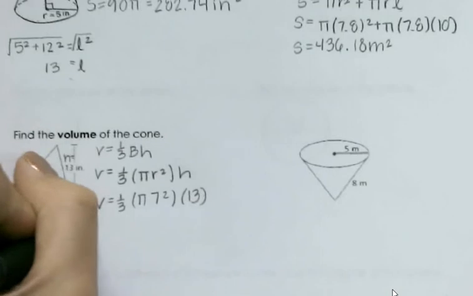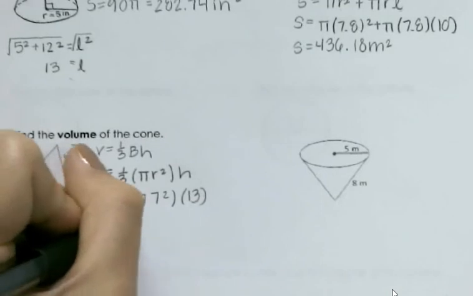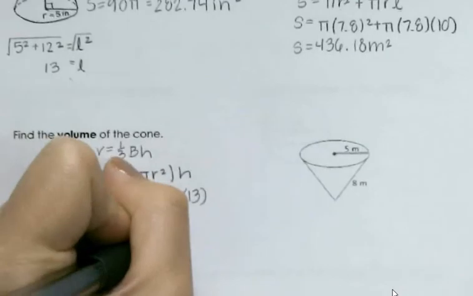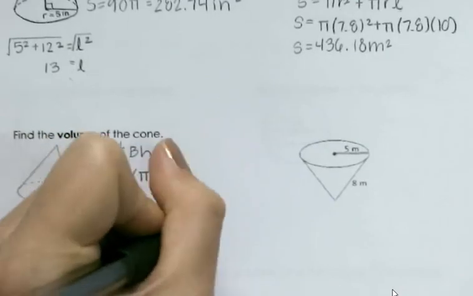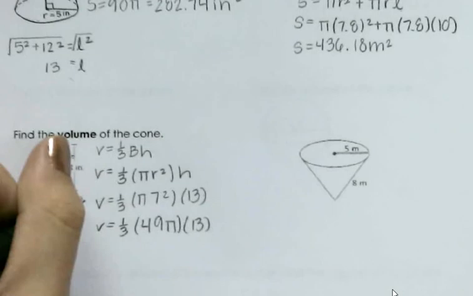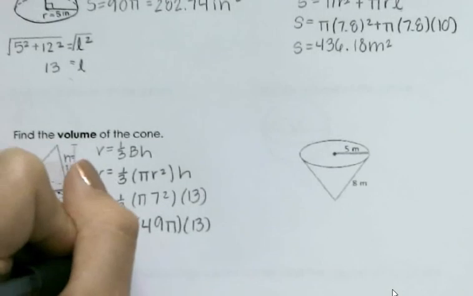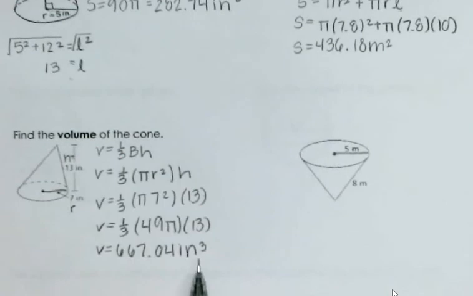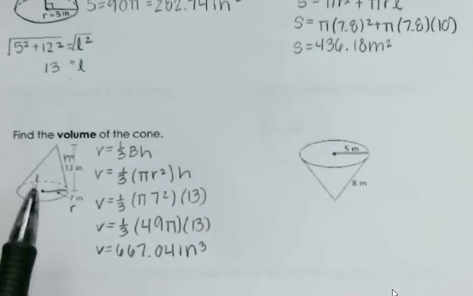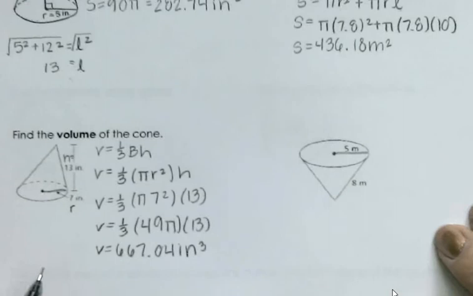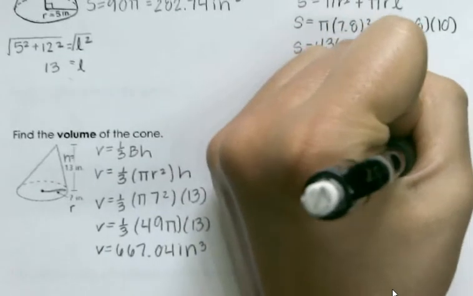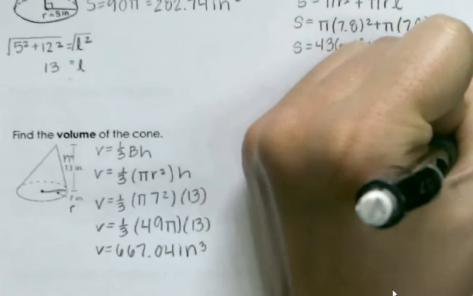So we have a third, 7 squared is 49 pi times 13. And for this one, we get 667.04 inches cubed this time because they're talking about volume. Alright, for the next problem, again, we're using the exact same formula, a third pi r squared times h.